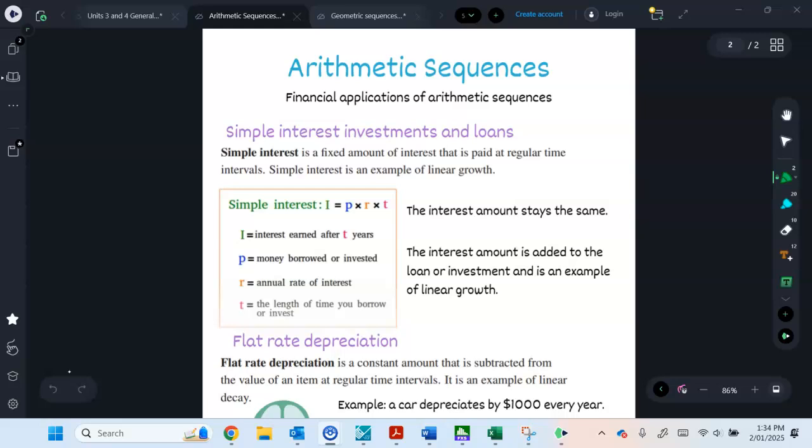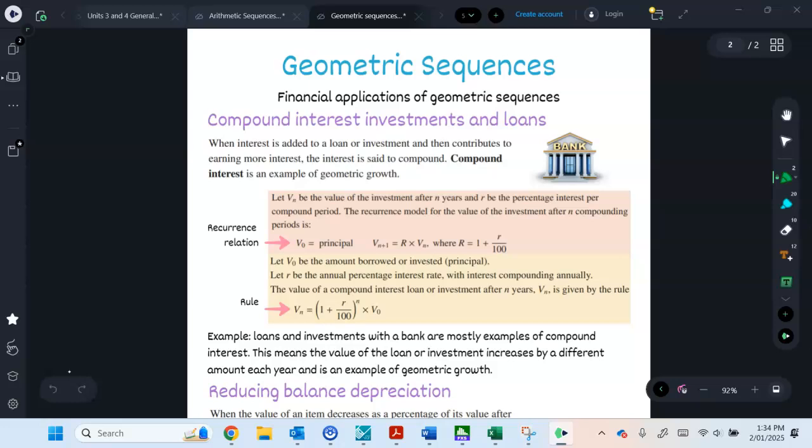Remember, simple interest goes up by the same amount each year, or each period, because it's not compounding, it's just each period. Whereas with compound interest, investments and loans, remember, the amount changes because you're effectively getting interest on interest. Here you can see the recurrence relation and rule.